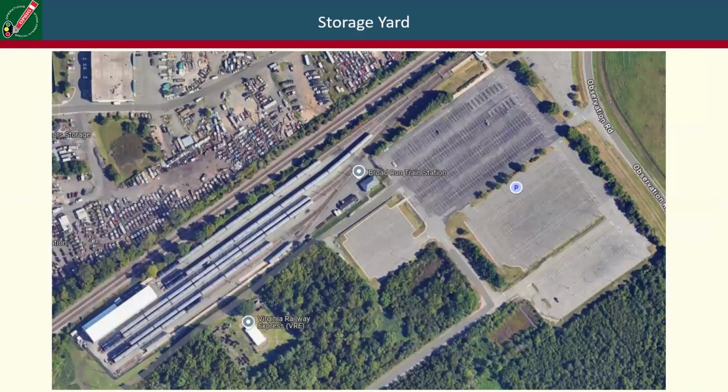Another thing you can do is just have a storage, like an outdoor storage yard. This is from the Virginia Railway Express at Broad Run. This is the end of that line. This is directly next to the Manassas Airport. But in model railroading, this works well.